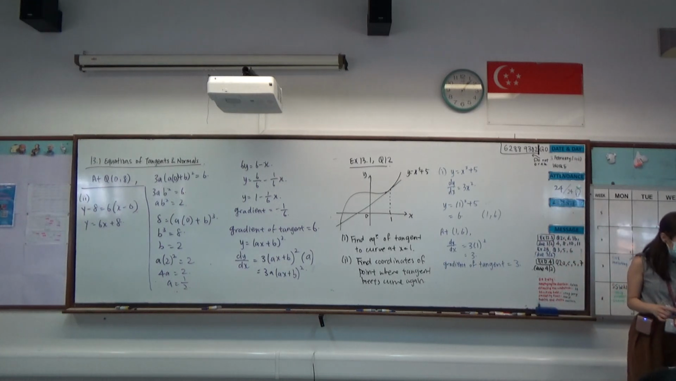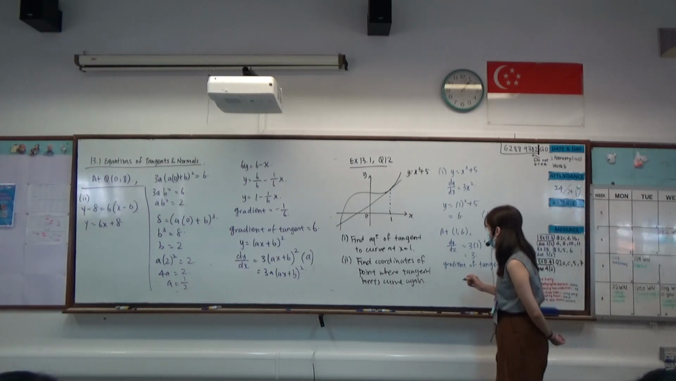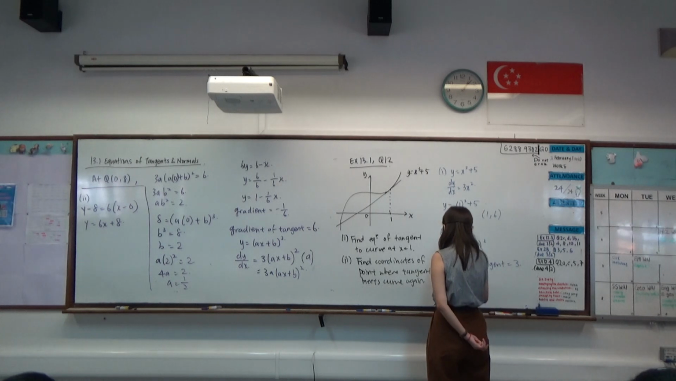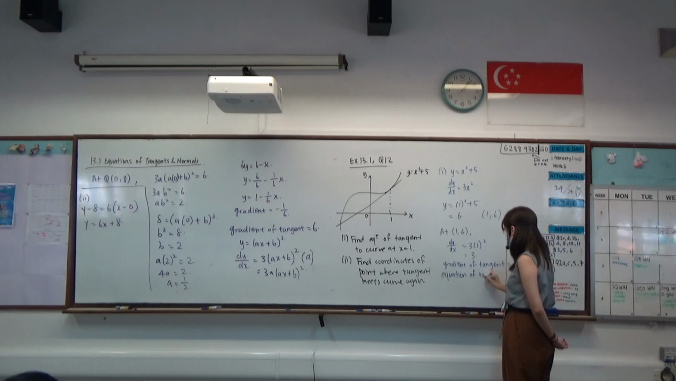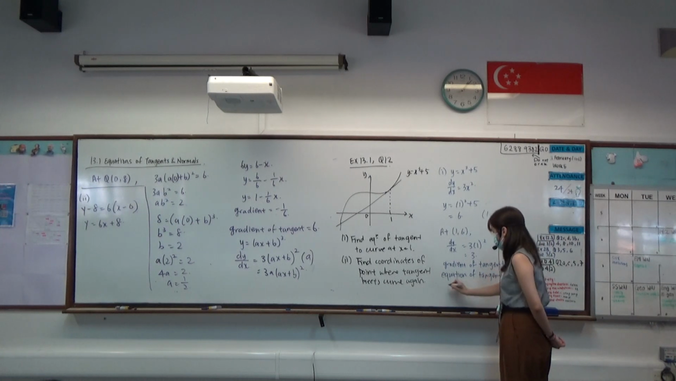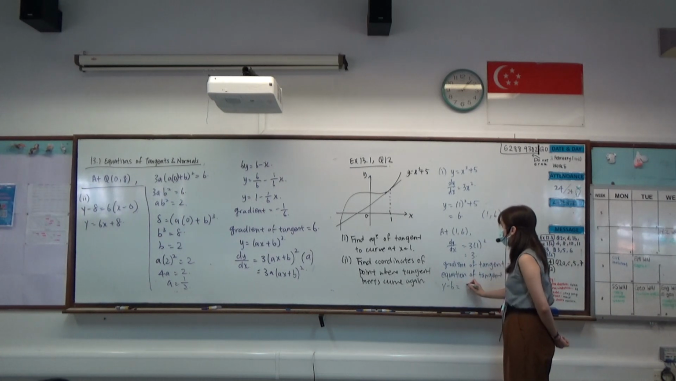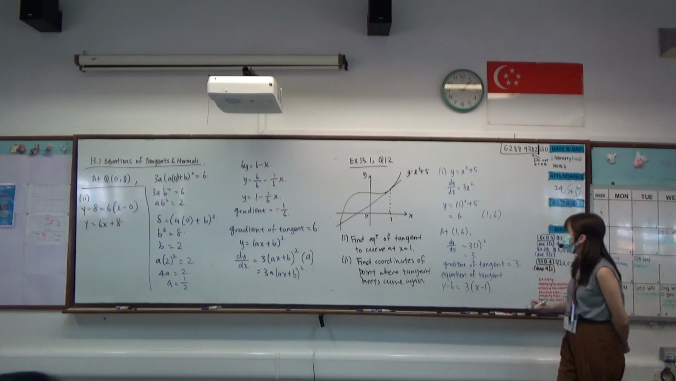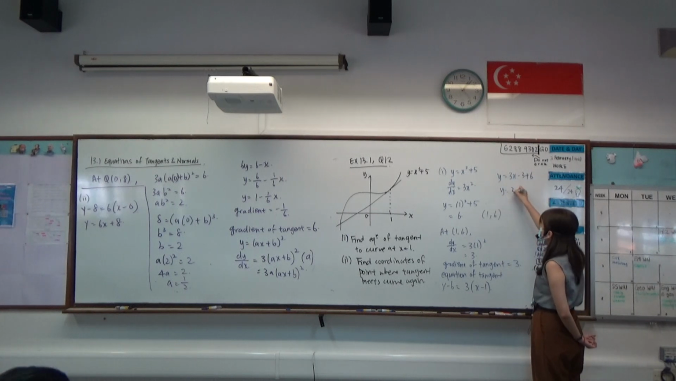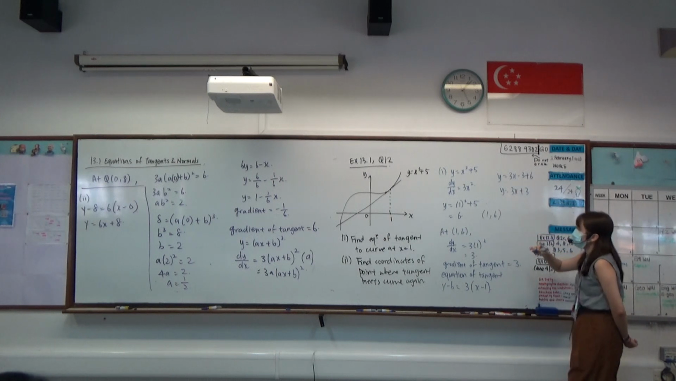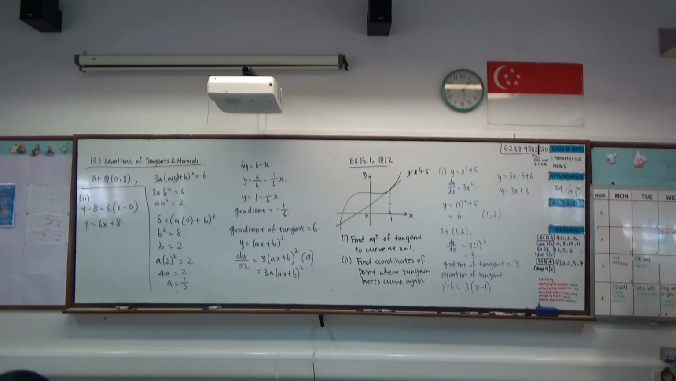And let's complete this question. Equation of the tangent, what would it be, Amanda? y minus 6, okay, y minus 6 equals 3 bracket x minus 1. So y equals 3x minus 3 plus 6. And the equation will be y equals 3x plus 3. Okay?